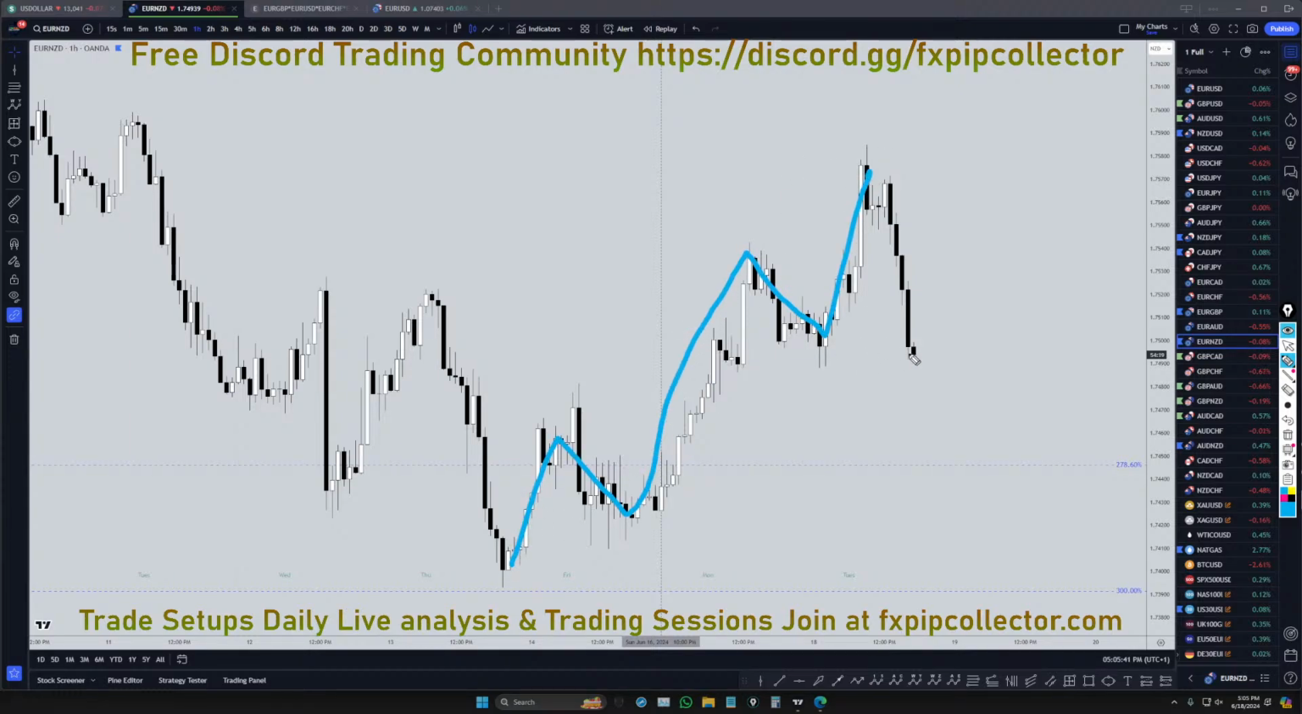If it is a motor wave correction, it could possibly just break structure, make a little pullback, and just keep on making lower lows, lower highs. So we'll definitely have to see what it ends up doing, what it decides to do.